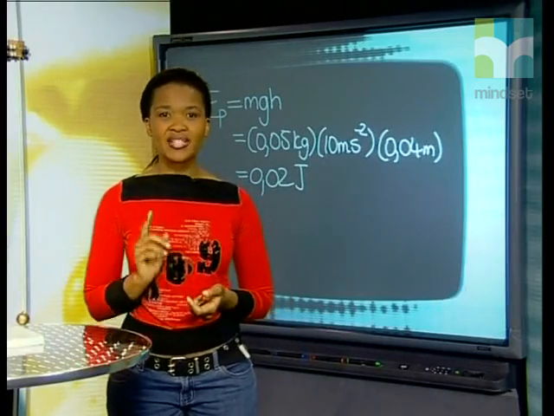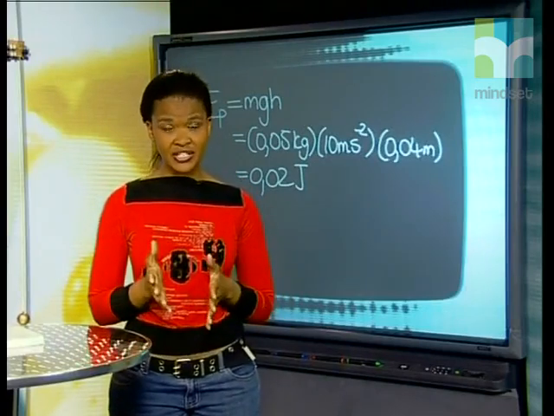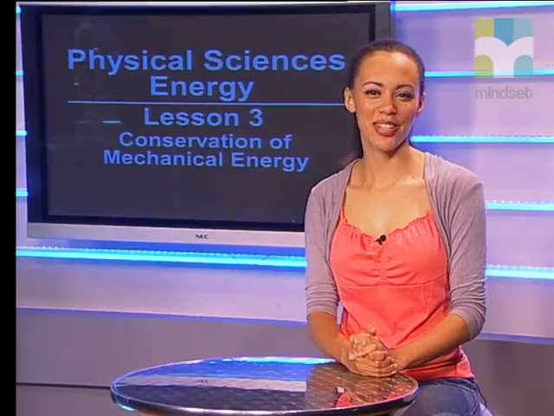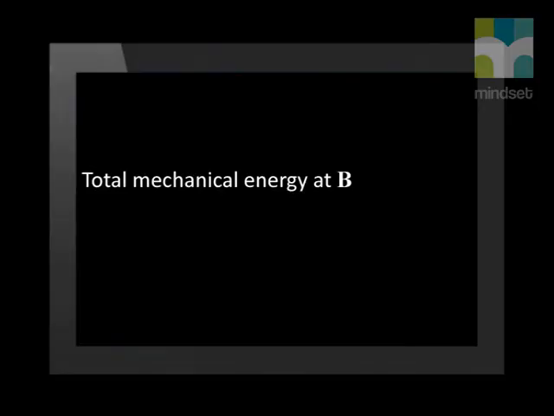This example shows how work, gravitational potential energy, and kinetic energy are related. Thank you, Keke. We now have enough information so that we can calculate the velocity at the lowest point of the path of the pendulum by making use of the formula for the conservation of mechanical energy. The total mechanical energy at point B, which is the bottom of the pendulum, is equal to the total mechanical energy at point A, which is the highest point of the pendulum.